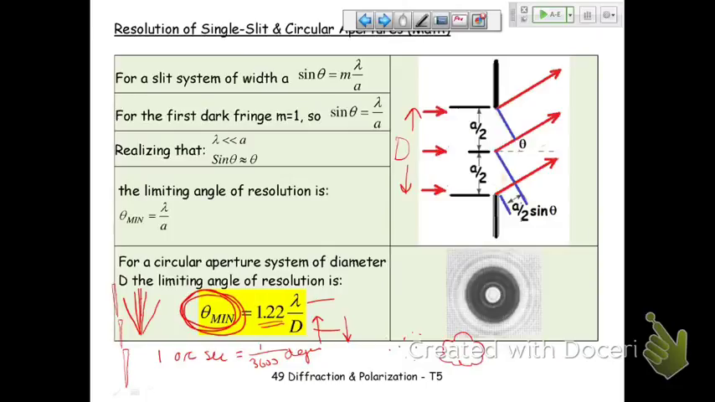How do you get by that? If lambda's going to be big, you make d big.